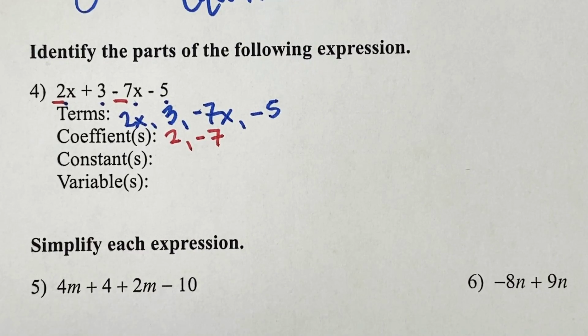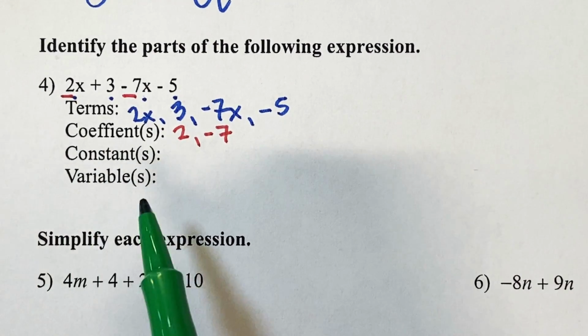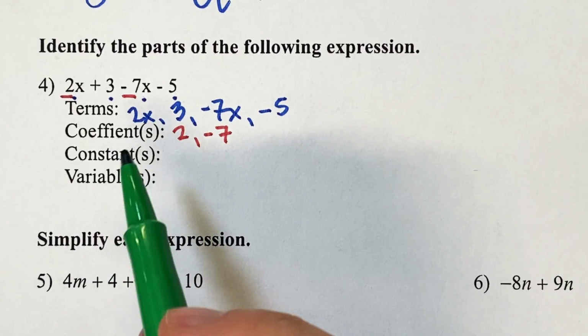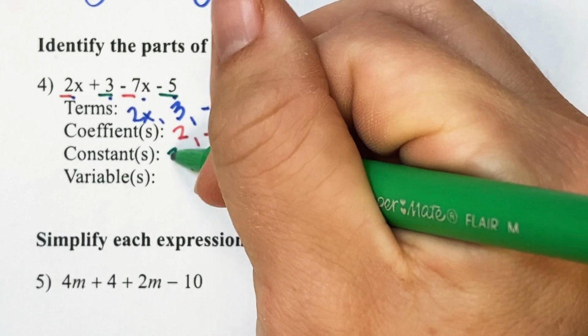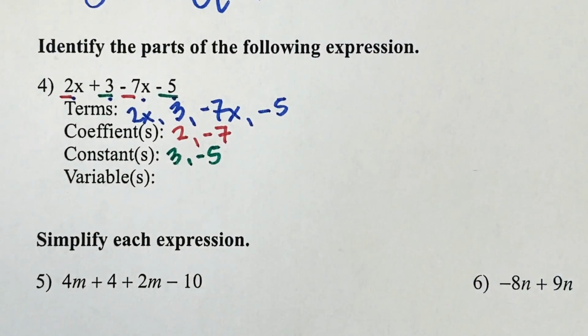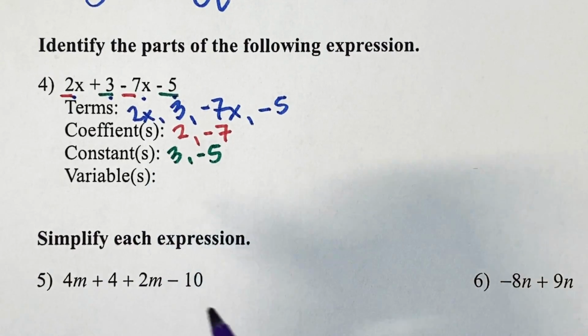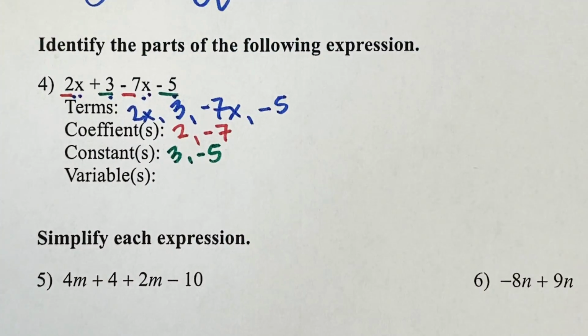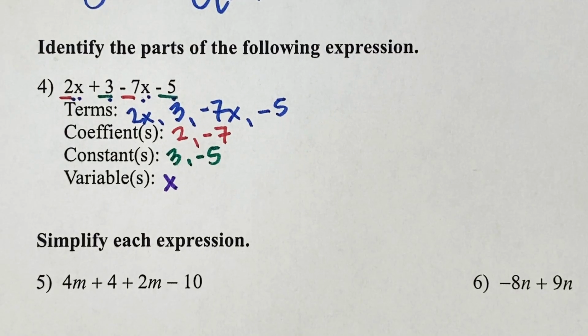Okay, now we have our constants. Okay, constant, think it's constantly the same. It can't change. So a constant is a number that's just by itself, no variables attached. So I see a 3 and a negative 5. Okay, and the last thing it's asking for is the variable or variables. In this case, I only see x's, so just one variable, so we just need to write one of those x's. X is the only variable, only letter we see in this math sentence.